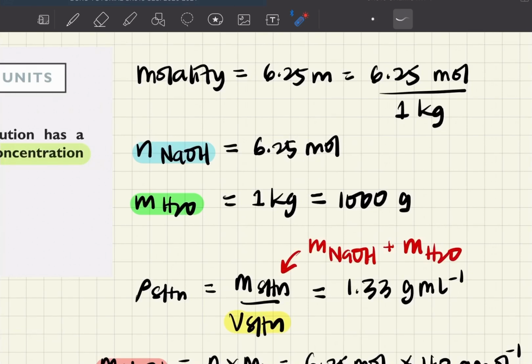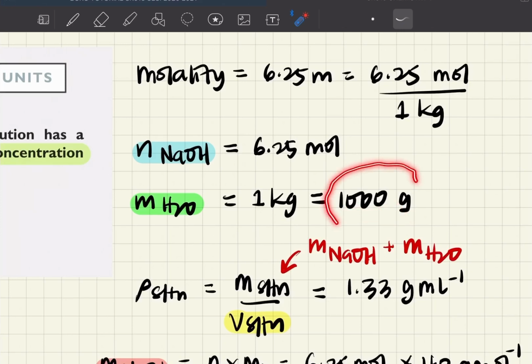Since the question gave you the molality of NaOH solution, it is equal to 6.25 molar, that means that we have 6.25 mole of NaOH in 1 kg of solvent. So let's say your solvent is actually water lah selalunya. So with that, we can say that the mole of NaOH is 6.25, daripada molality ni tadi. So the mass of water pula, which is this one, is 1 kg or 1000 grams.